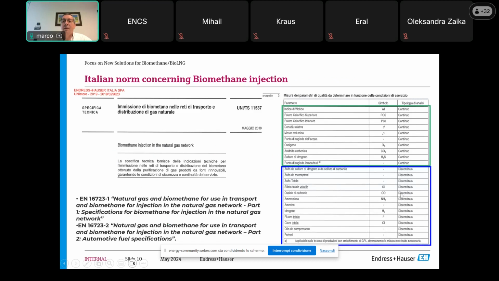which can vary with the age of the plant, more frequent after the startup, and if during the life of the plant the biomethane results to be always in spec, the interval between the two discontinuous analyses increases, arriving to 4-6 months.